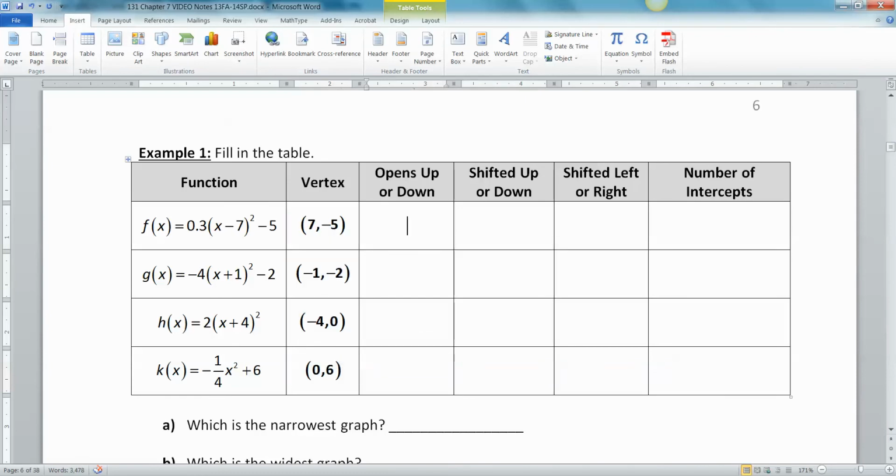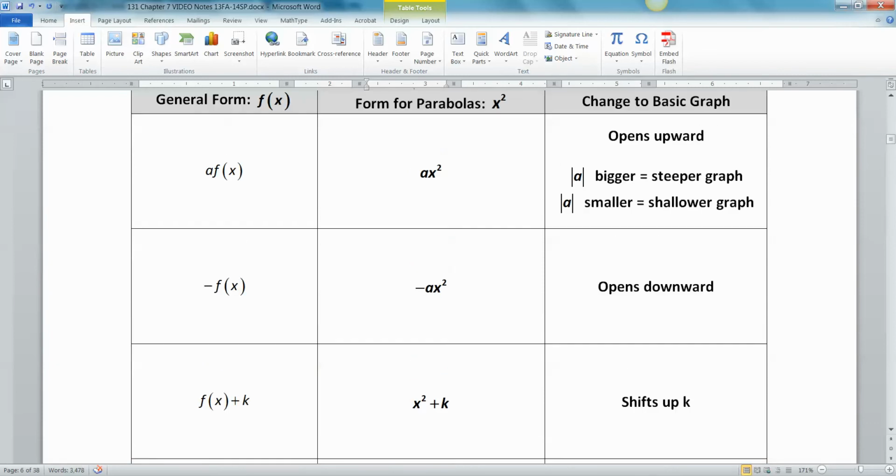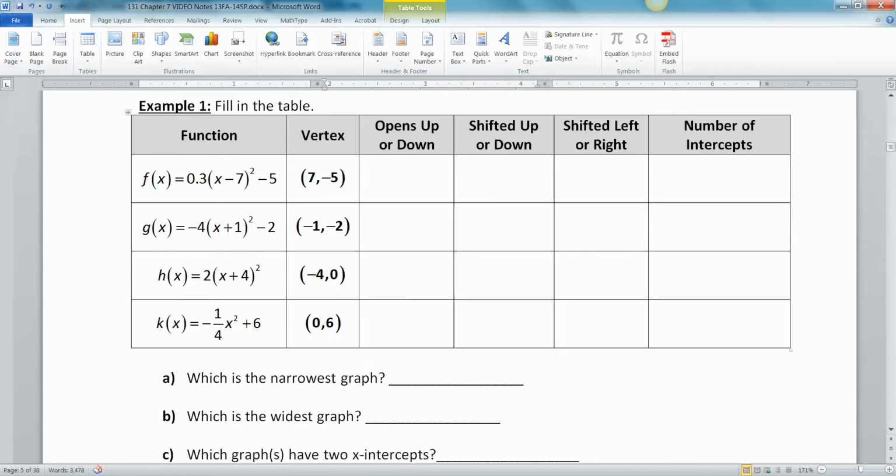Now, are they opening up or down? Well, remember, opens up and opens down depends on the sign of your A in front. So if A is negative, it's going to open downward. If A is positive, it's going to open upward. So this one has A is +0.3, so that opens up.